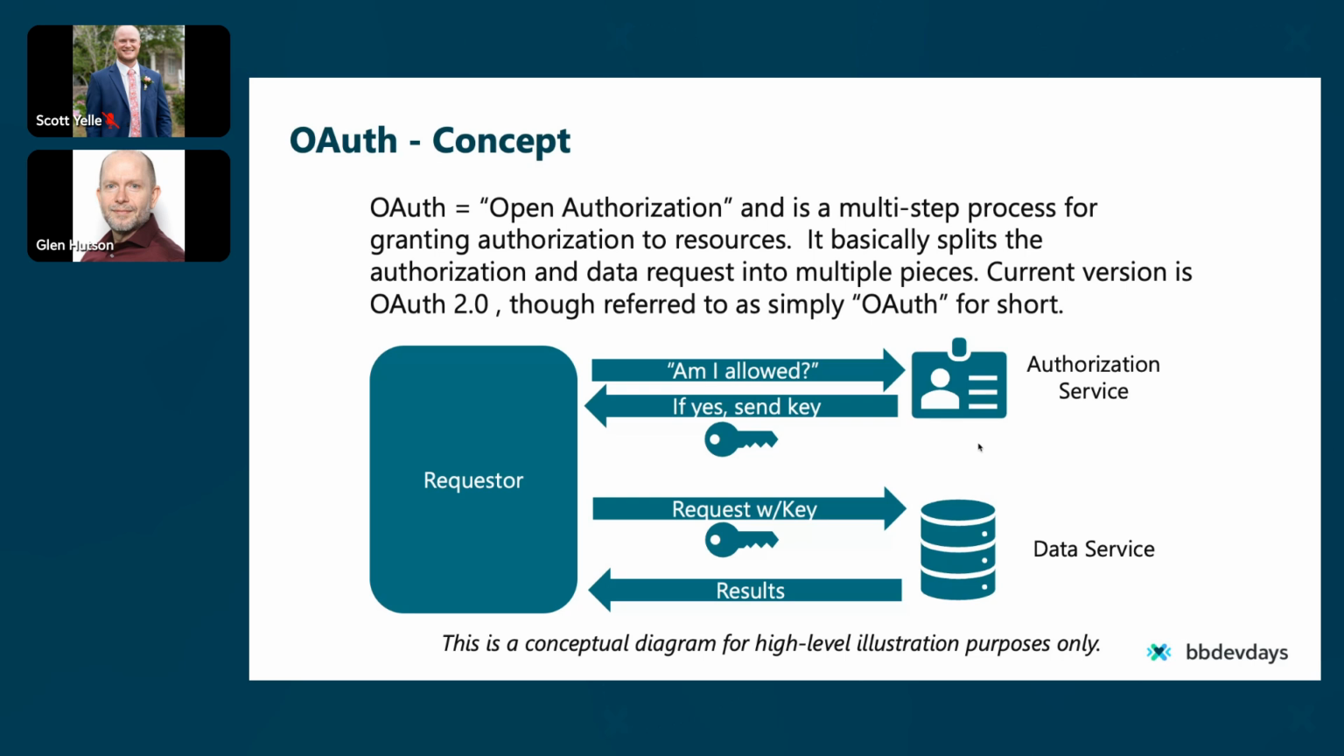So you've got a requester, like some external service, such as maybe Power Automate. Before I can even touch the data behind the scenes in that connector, I've got to ask a different service, am I allowed? If that authorization service says yes, you are, it'll send a key. Then I've got to turn around and send that key back to the real data service to actually get the results I'm looking for. Again, it's a multi-step process, more secure than API keys, more secure than no authorization, but definitely needs a number of different steps.